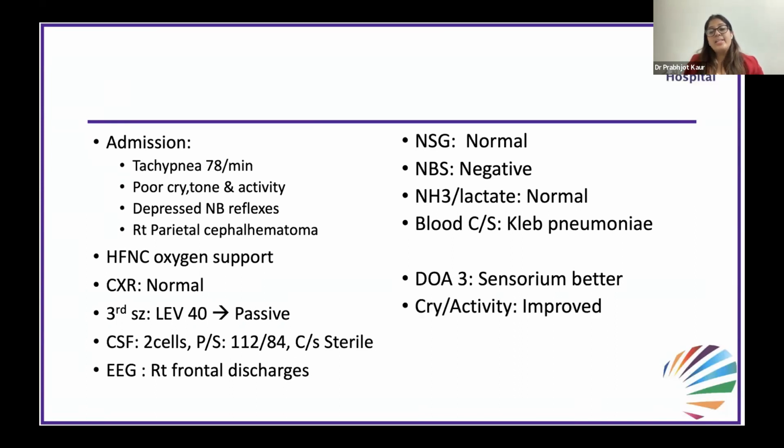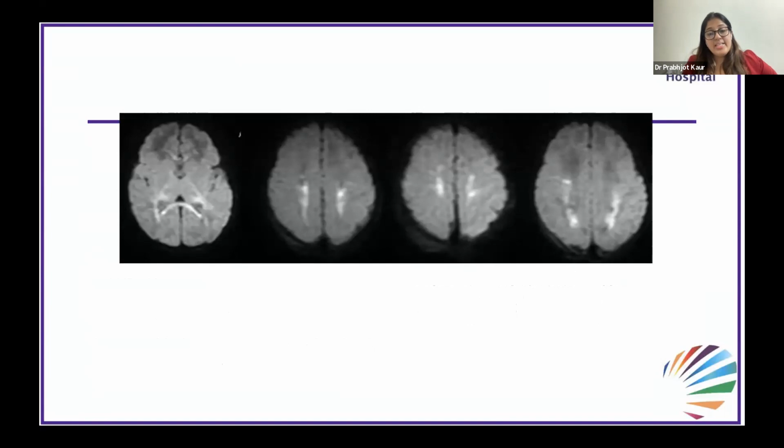So by day 3, since the sensorium was better, the cry and activity improved, and neonatal reflexes improved, we did get an MRI done to complete the investigation workup, and also because the child had undergone a vacuum delivery. Surprisingly, on the MRI we found that the baby had, so these are the diffusion images, what we see here is that the splenium of the corpus callosum, the posterior periventricular regions, and bilateral posterior thalami show diffusion restriction. And if we go up into the higher images, we see a watershed area kind of diffusion restriction suggestive of watershed infarcts.